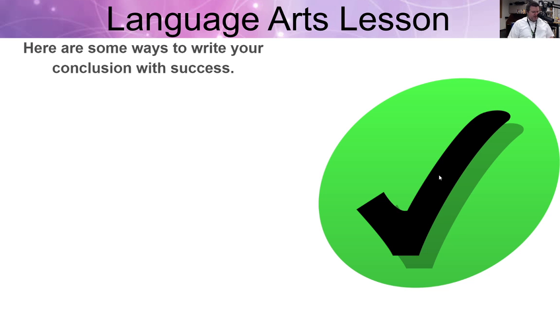So here are some ways to, I have to make sure I go to the right slide here. Here are some ways to write your conclusion with success. So number 7 and number 8 is, hey, pick 2 that you think you'll be really good at, and pick 2 that you really think you're not going to be great at. Okay? So here's some ways to do that.